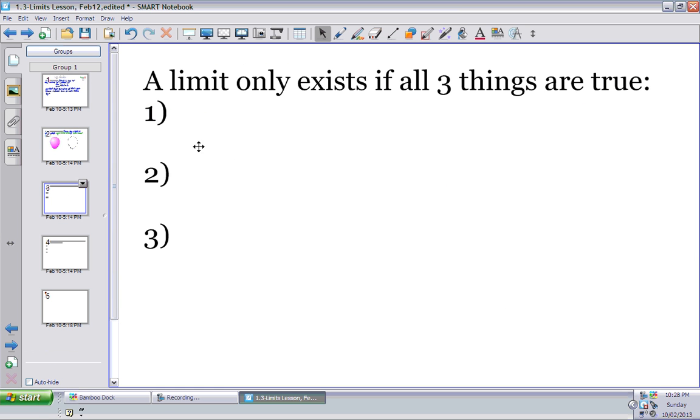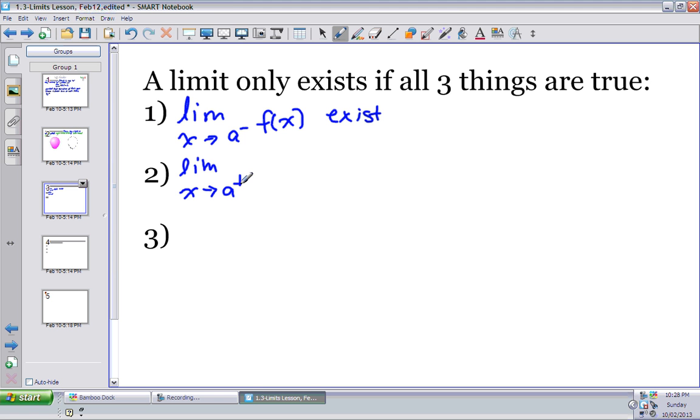Now, this limit can actually only exist if all three things are true. So let me just grab the blue pen. If all three things are true, these three things have to be that the limit as x approaches a, and I'm going to put a little minus sign here, that means from the left. So the limit as x approaches a from the left of f of x has to exist, meaning it equals a number, not infinity. The second thing is that the limit as x goes to a, I'm going to put a little plus sign, and this means from the right.